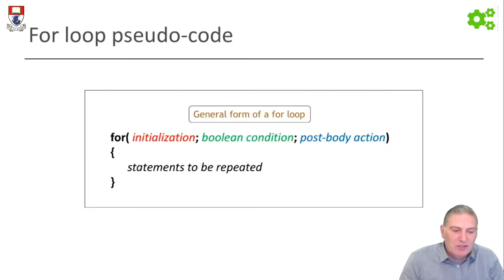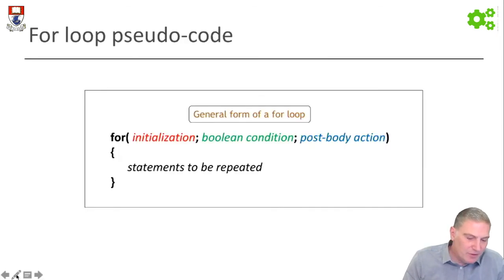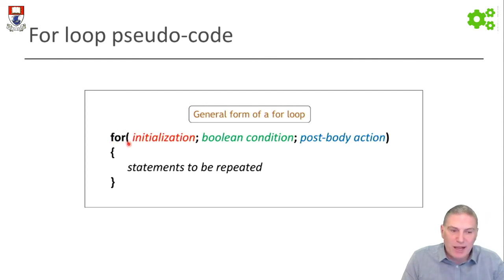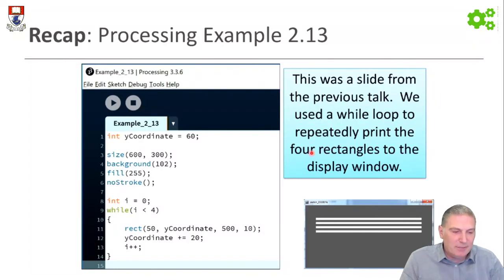So here's the pseudocode for loop. We have the for keyword, we have open bracket, and then we have 3 components. We have an initialization, a Boolean condition, and a post body action inside a closing bracket. And then just like with the while loop, the statements that need to be repeated go inside. Okay, so this is basically another way of writing a while loop, but we're putting all of the different sections of the while loop inside the header of the for. Okay, it'll become clearer as we see an example.